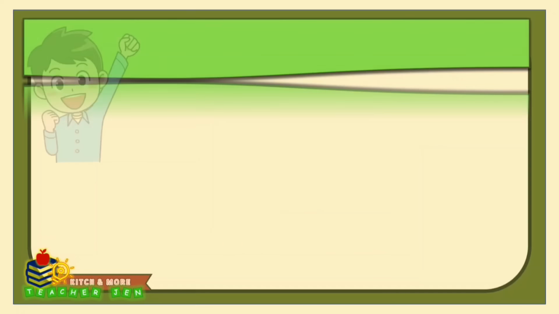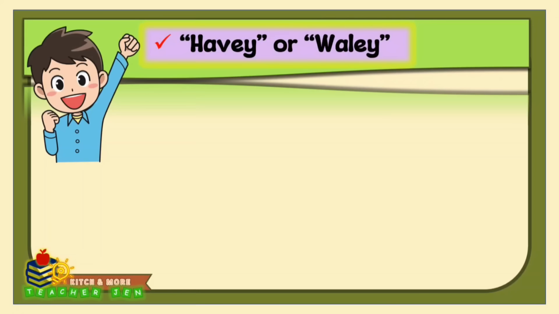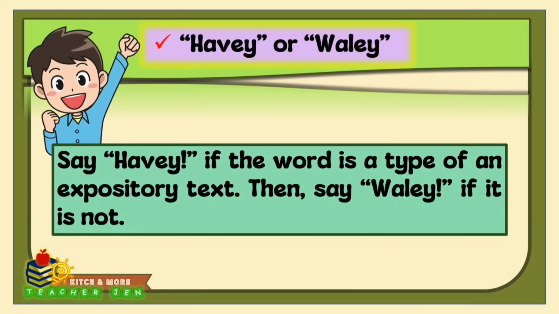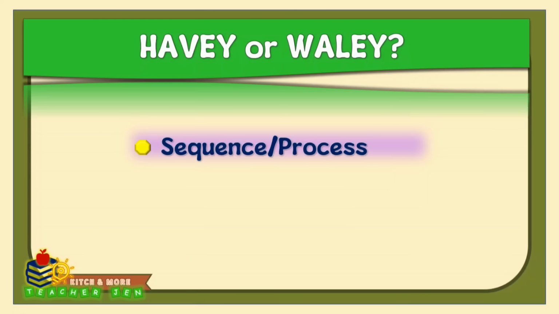Are you ready? Let's go. So, this is what you will do. Say have if the word is a type of expository text. Then say wale if it is not. Are you ready? Let's go. First, have or wale, sequence or process. That's right, it's have.